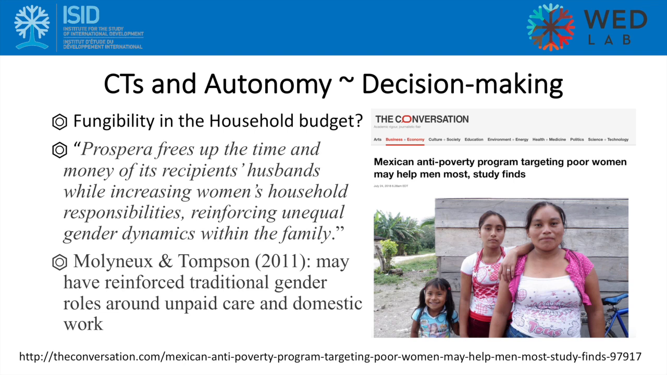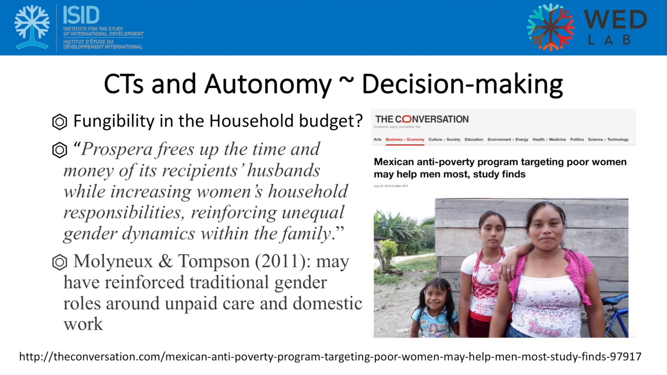So part of the issue, and this comes out of the Mexican case, is this notion that a woman will receive the cash transfer, that'll go into the household budget, and there's going to be some sort of fungibility in where that money goes, right? And as you can see from the headline in this story in The Conversation, Mexican anti-poverty program targeting poor women may help men most, study finds, right? So this is in one district or one area in Chiapas.